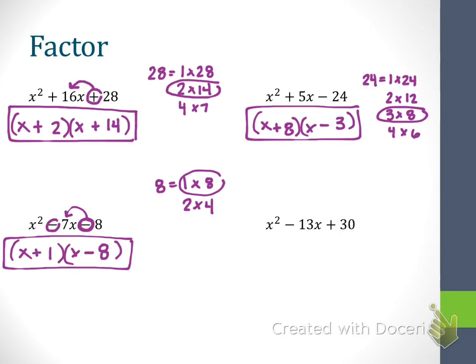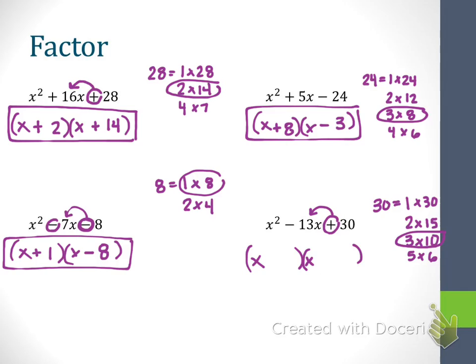All right, what are the factors of 30? 1 times 30. 2 times 15. 3 times 10. And 5 times 6. Okay, now I've got to ask myself which ones add to give me 13. 3 times 10. 3 and 10. So I'm going to do X and X, 3 and 10. But what are my signs going to be? 3 is positive and 10 is negative.